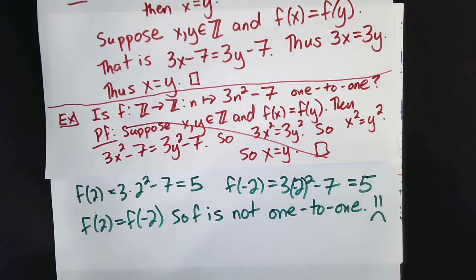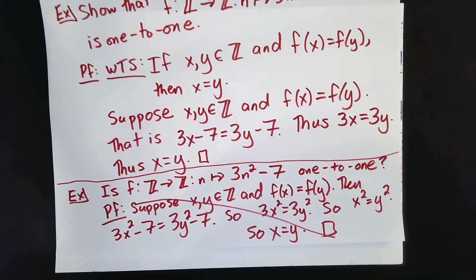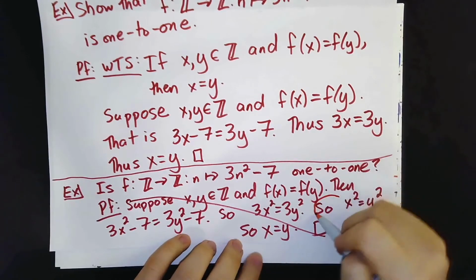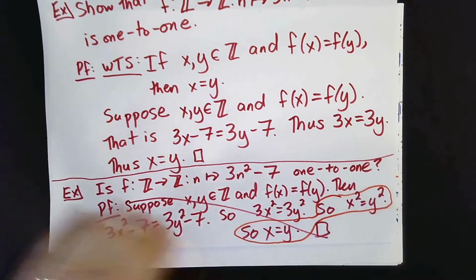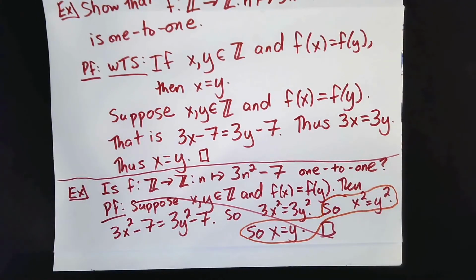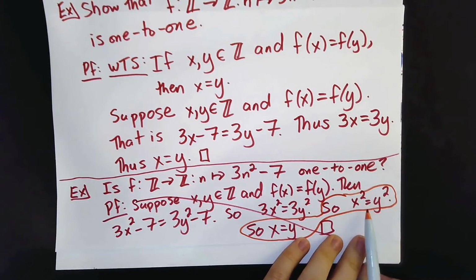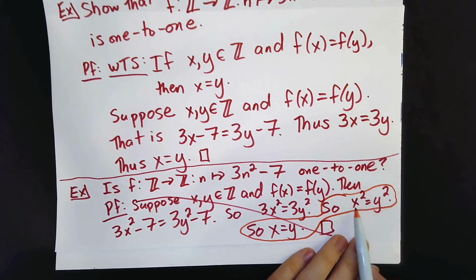So, what was wrong with this proof? Because the counterexample and the proof can't both be right. And the part where something went horribly wrong was actually at the very, very end. The last line. So I had x squared is equal to y squared, and so I said take the square root of both sides, and you'll get x is equal to y.